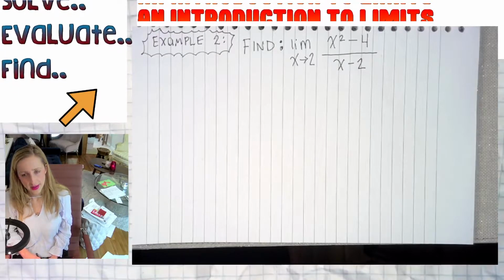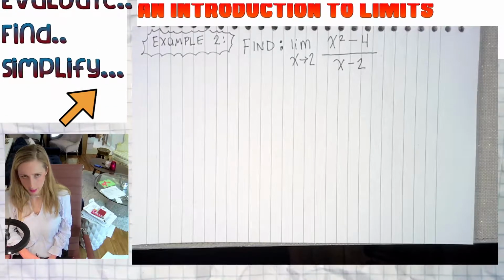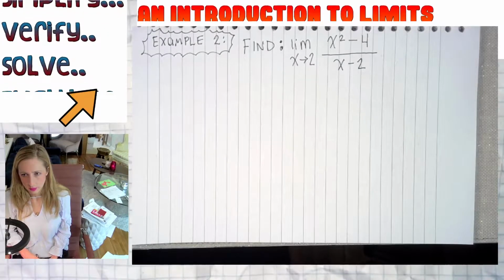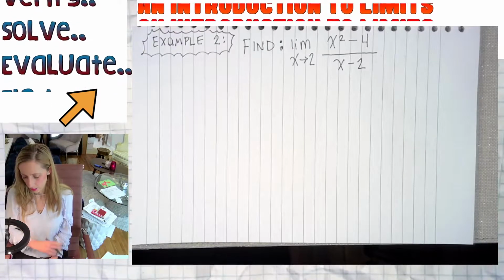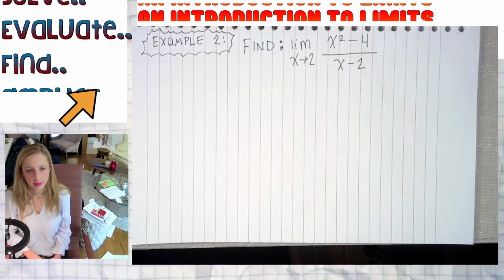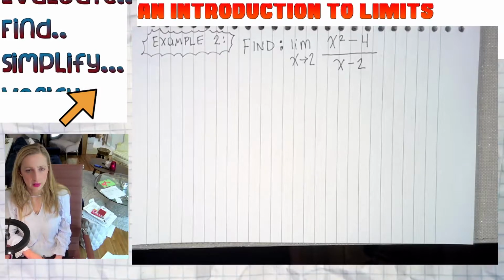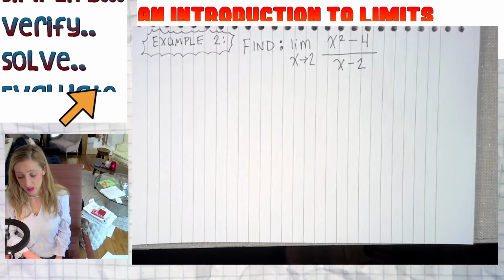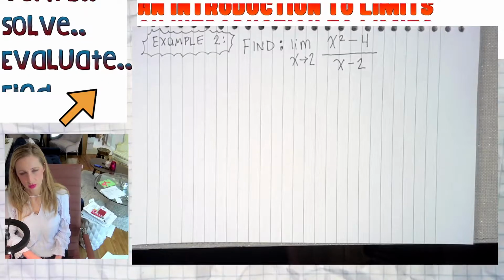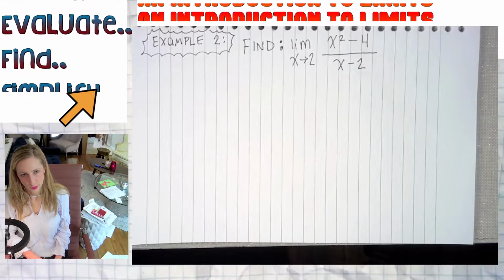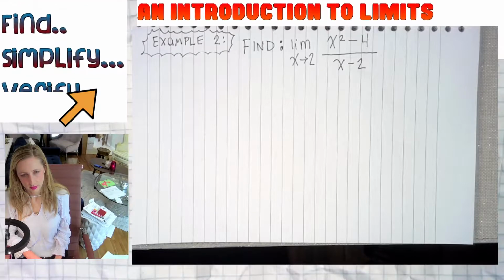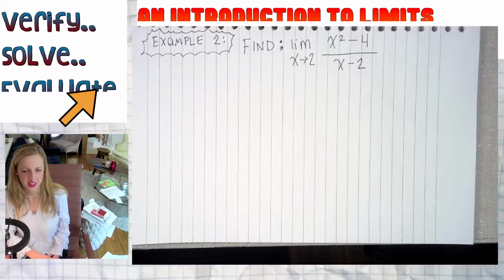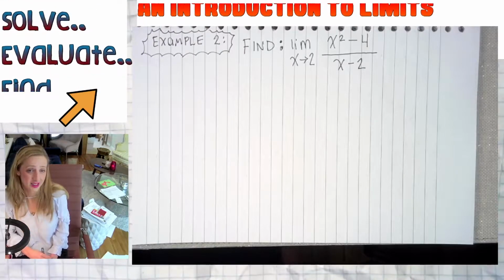Now, will direct sub work on this example? Why or why not? Will direct substitution work here? We just plug it in and be like, done. Got an answer, got a number. What would happen if you plugged in 2? You have to divide by 0, which doesn't work. Perfect. We can't divide by 0.